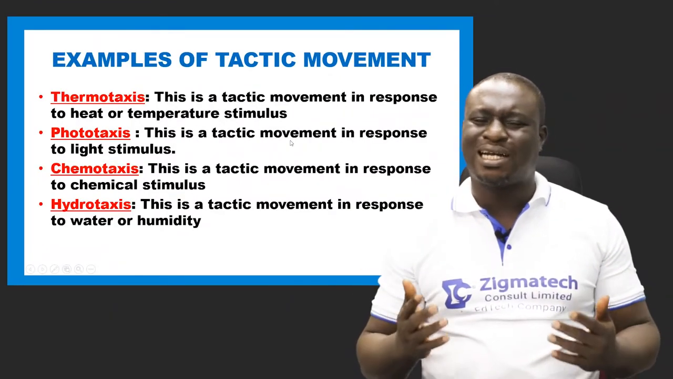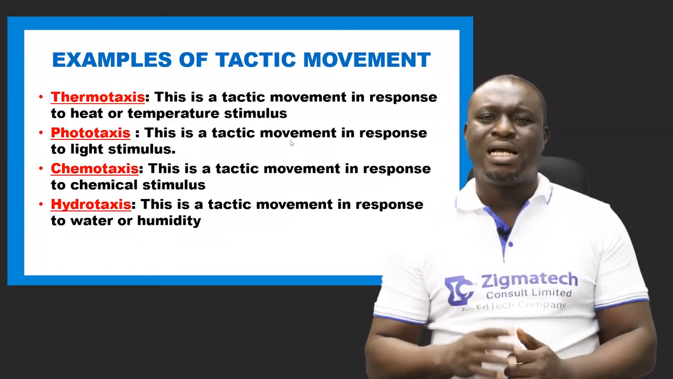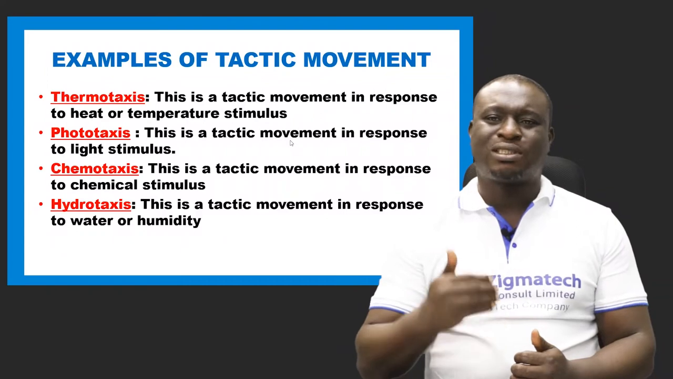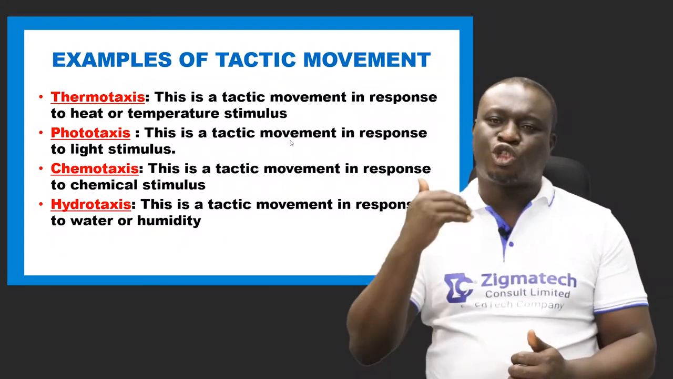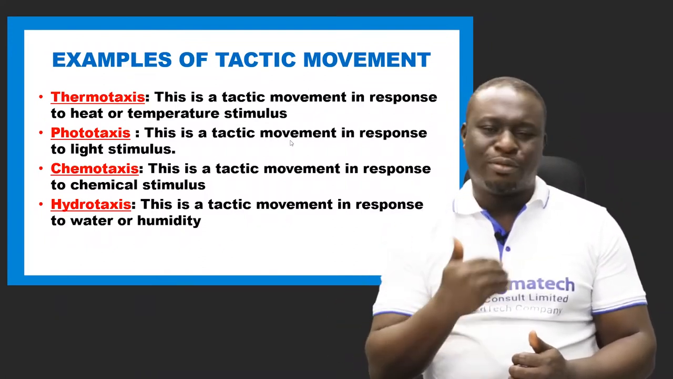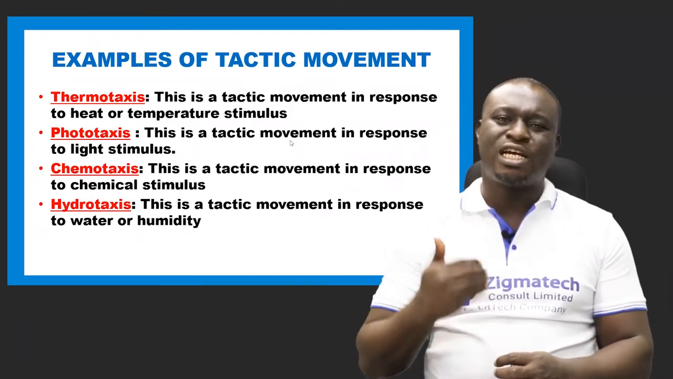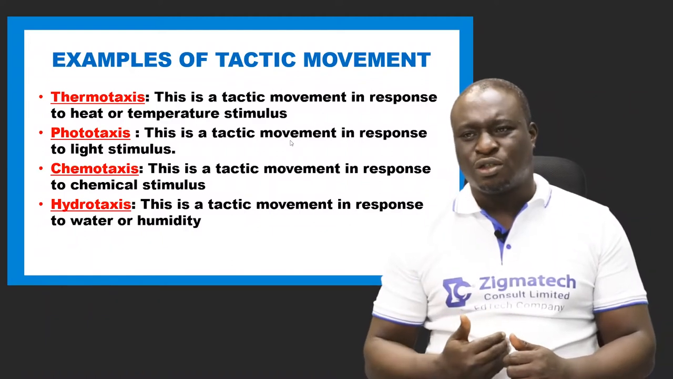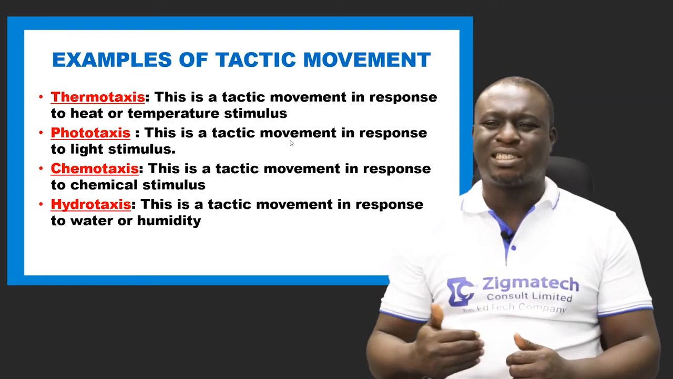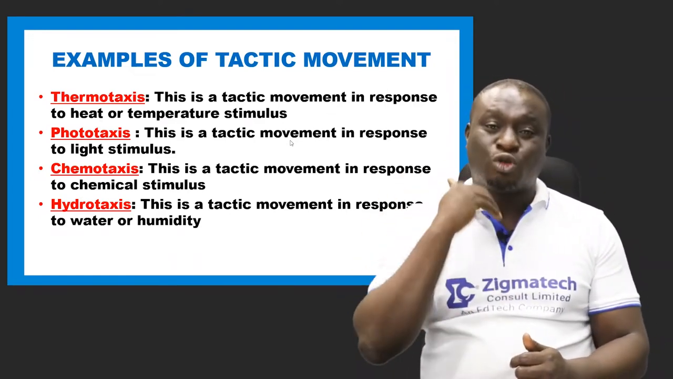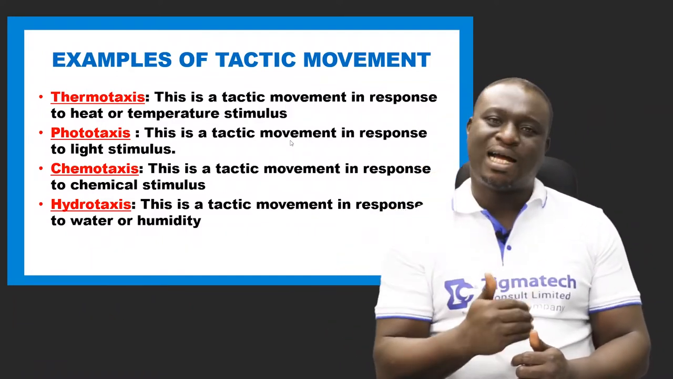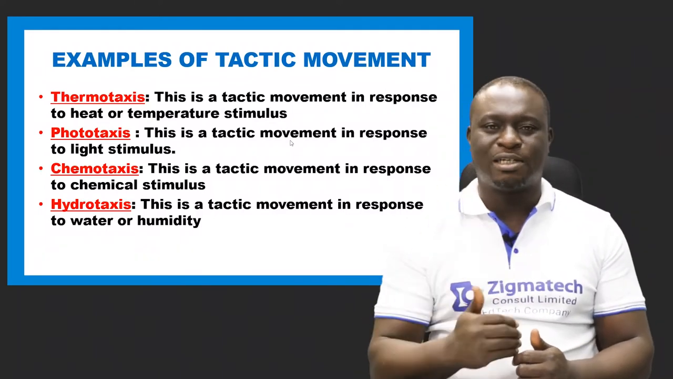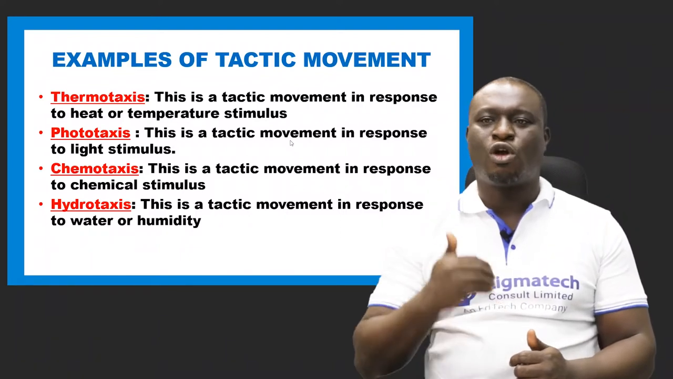Now, we have several examples of tactic movement or response. We have what we call thermotaxis. Thermo, as the name implies, refers to temperature. So thermotaxis is a response to heat or change in temperature. Number two is phototaxis, a response to changes in light intensity or light stimulus. Number three is chemotaxis. Chemo talks about chemicals, so it is a tactic movement in response to chemical stimulus. Then we also have hydrotaxis, which involves water, so it is in response to water or humidity. These are four examples of tactic movement.